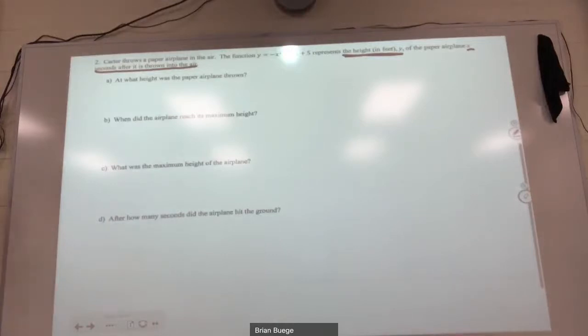All right, so first question here. At what height is the paper airplane thrown? What do you think? 5 feet. It's 5. Why is it 5? Yep, it's your y-intercept.